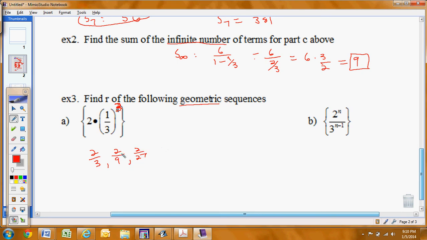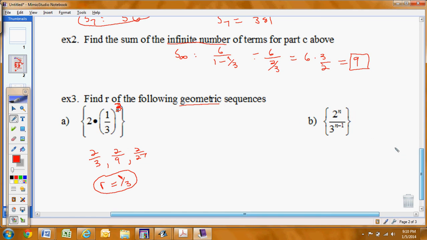Well, I can definitely see now that to get from this term to this term and from this term to this term, I'm multiplying by 1/3. So I realize that r is equal to 1/3 by generating that sequence. And you can do that on any type of problem like this if you ever get stuck. Now, there is a way to memorize this: if the sequence definition is in this form, whatever is being raised to the power is r. So that is r right there, 1/3.